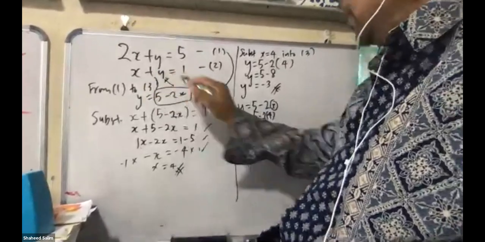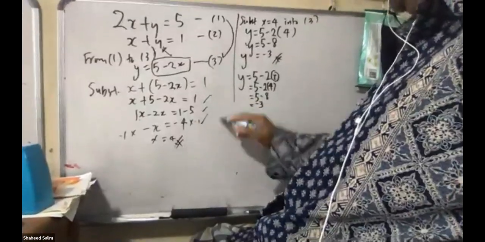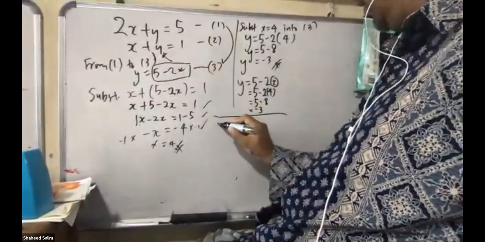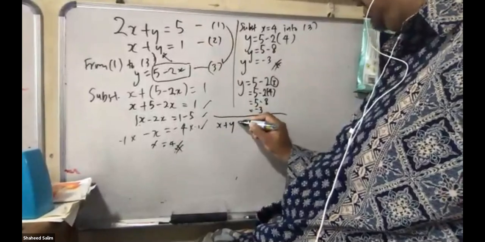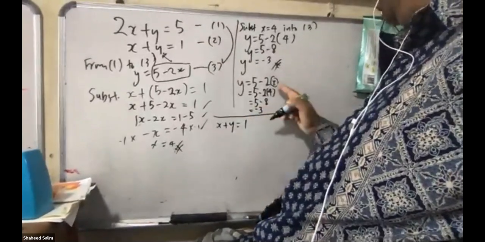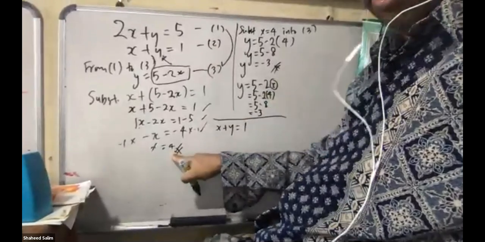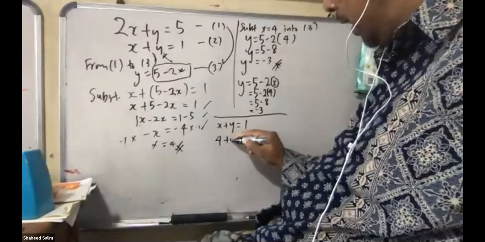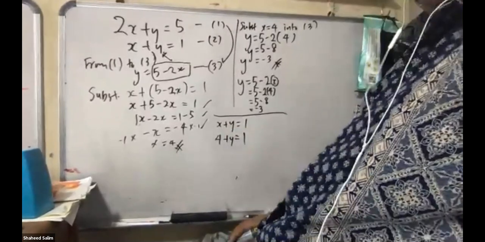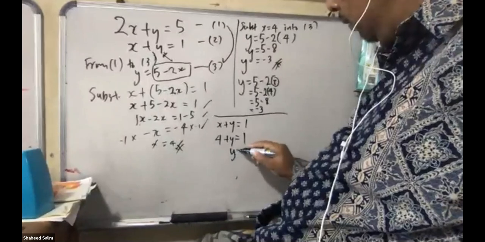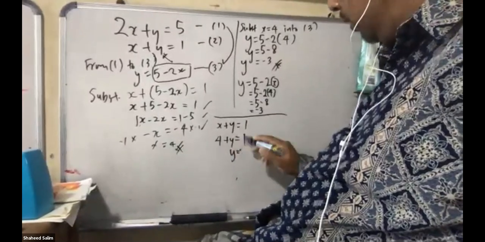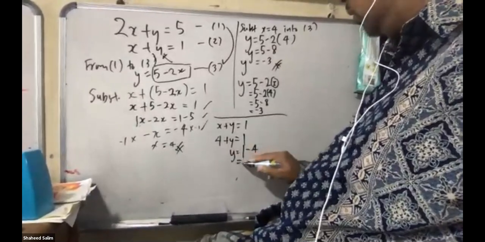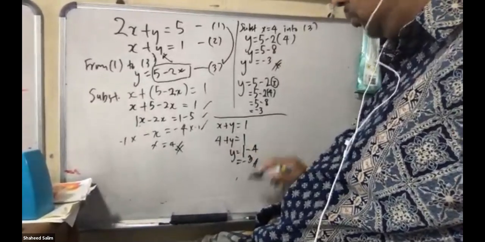Or if you don't like this, we can also use another equation. We can use x plus y equals to 1, substitute into equation 2. I know that the value of x is 4, so I put it down here. 4 plus y equals to 1. I bring the 4 over, y equals to 1 minus 4 equals to -3 also.